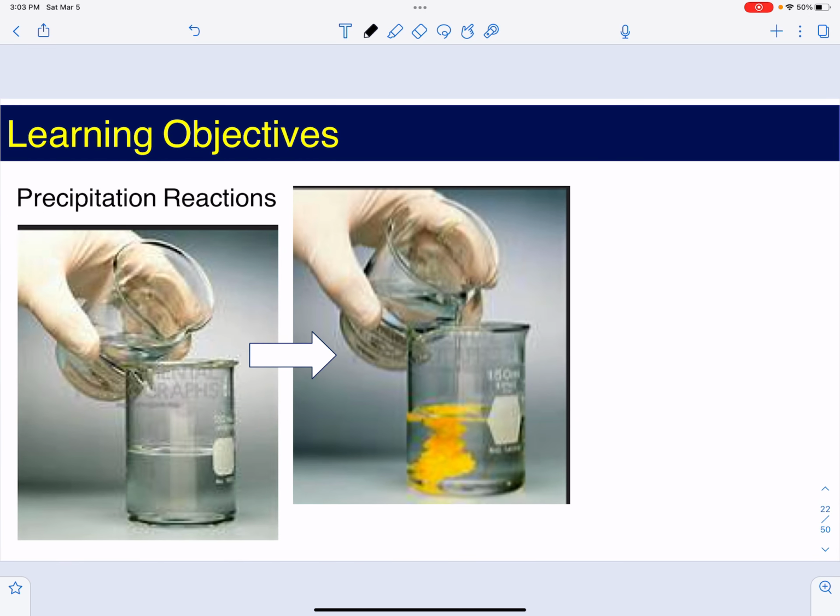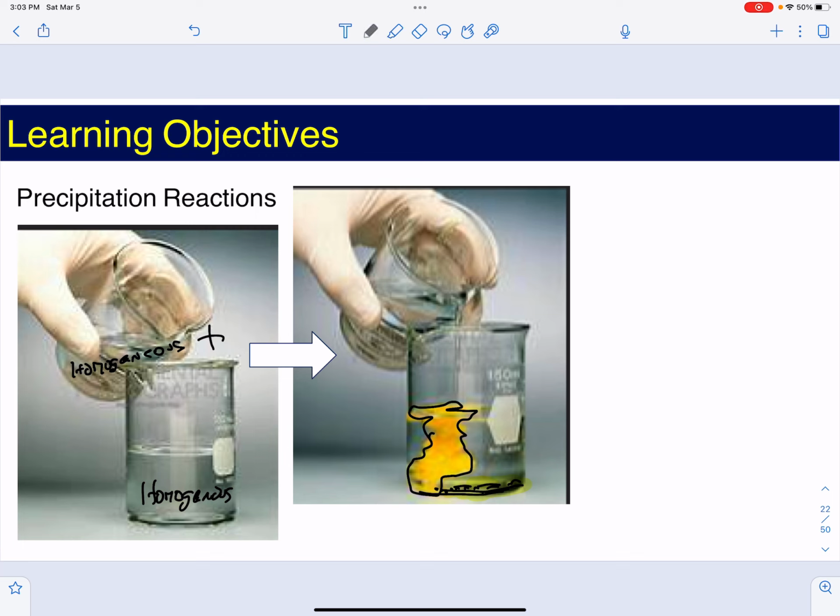Well, not yet. So let's visualize this. So here we have a homogeneous mixture, better known as a solution. Here we have another homogeneous mixture. And when we combine them together, we see the formation of a powder, of a solid. Eventually it will settle all the way to the bottom.